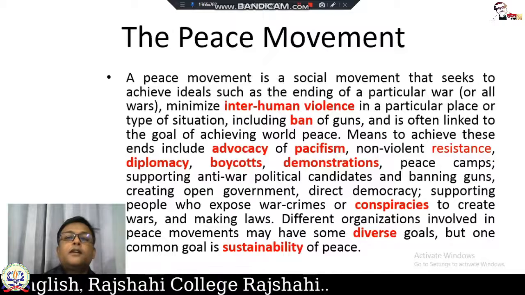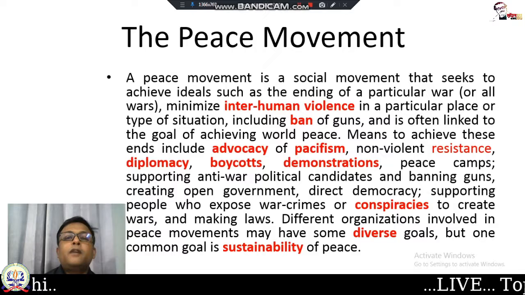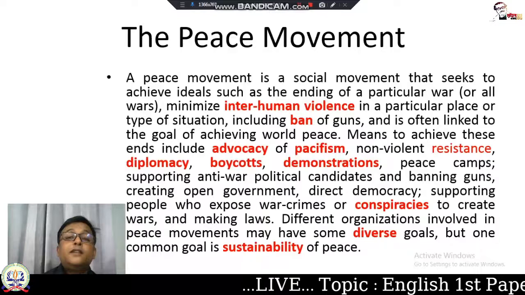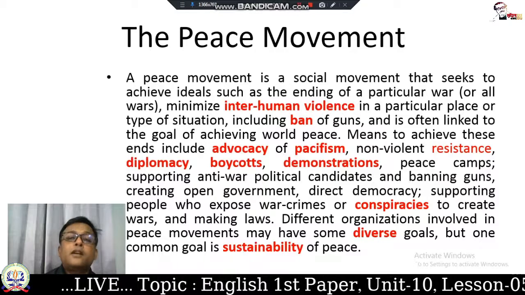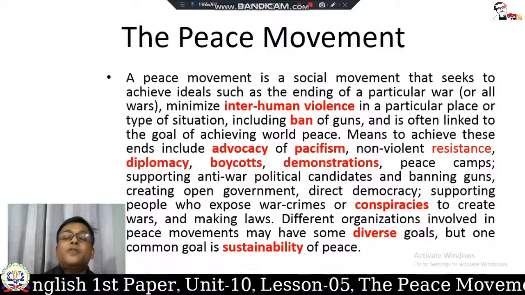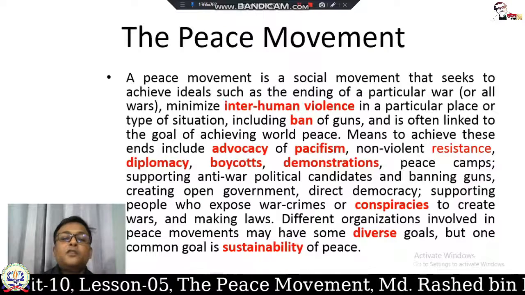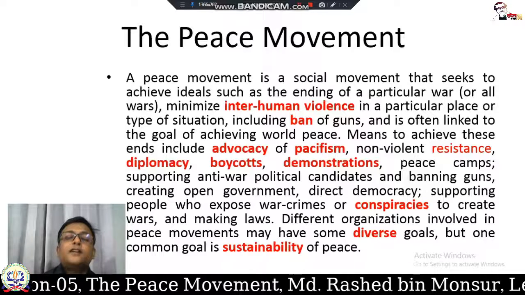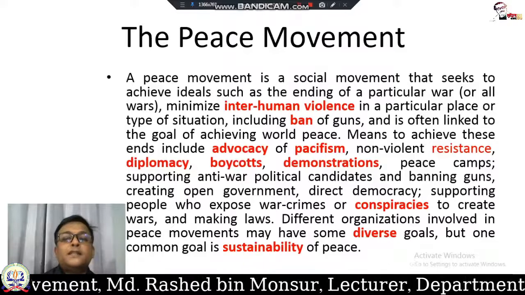Then supporting anti-war political candidates. So in the world, some people are supporting the anti-war political candidates in different countries, especially in the powerful countries like the United States, like China or Russia. In these countries, you will find two types of leaders. Some leaders are in favor of war, and some leaders are against the wars. So people should elect those leaders who are against war, who are anti-war political candidates, so that they can work for peace.